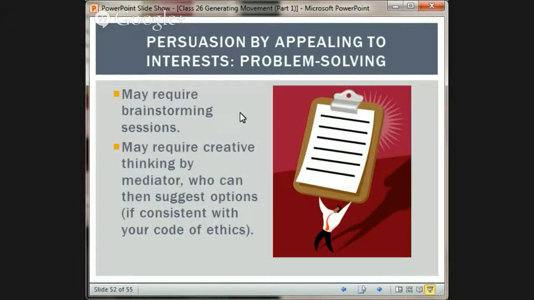May require a brainstorming session. So now you can see how option generation fits in, because in this model we're really focused on interest, which means that we're probably going to be engaging in the brainstorming session as part of this persuasive process. May require creative thinking by the mediator, who can then suggest options. And I want to caution you, again, if it's consistent with your code of ethics.